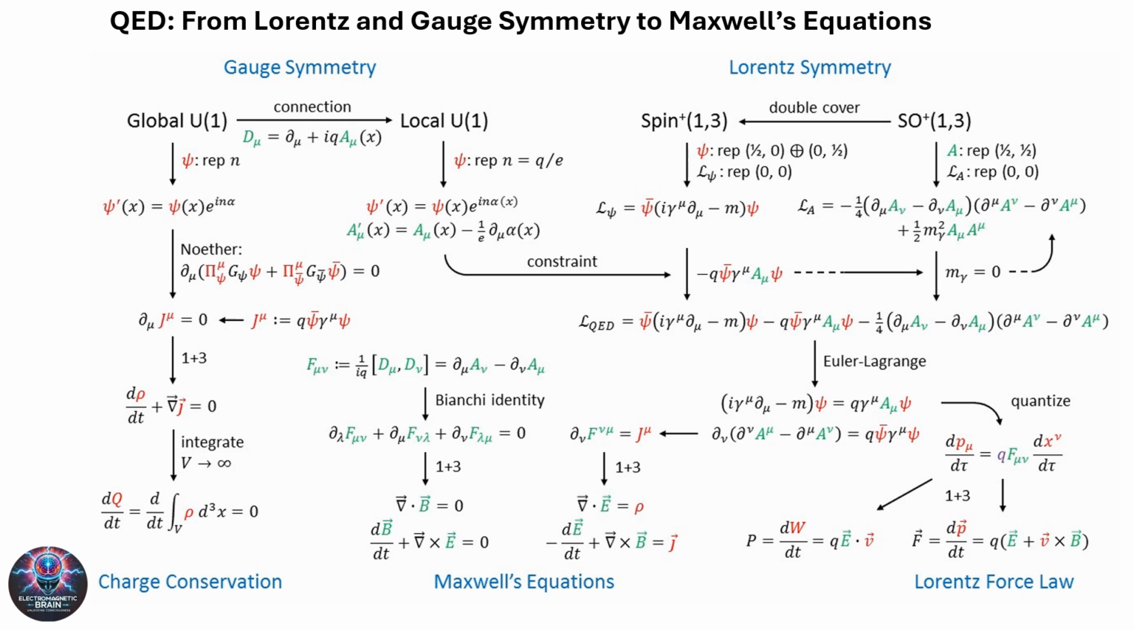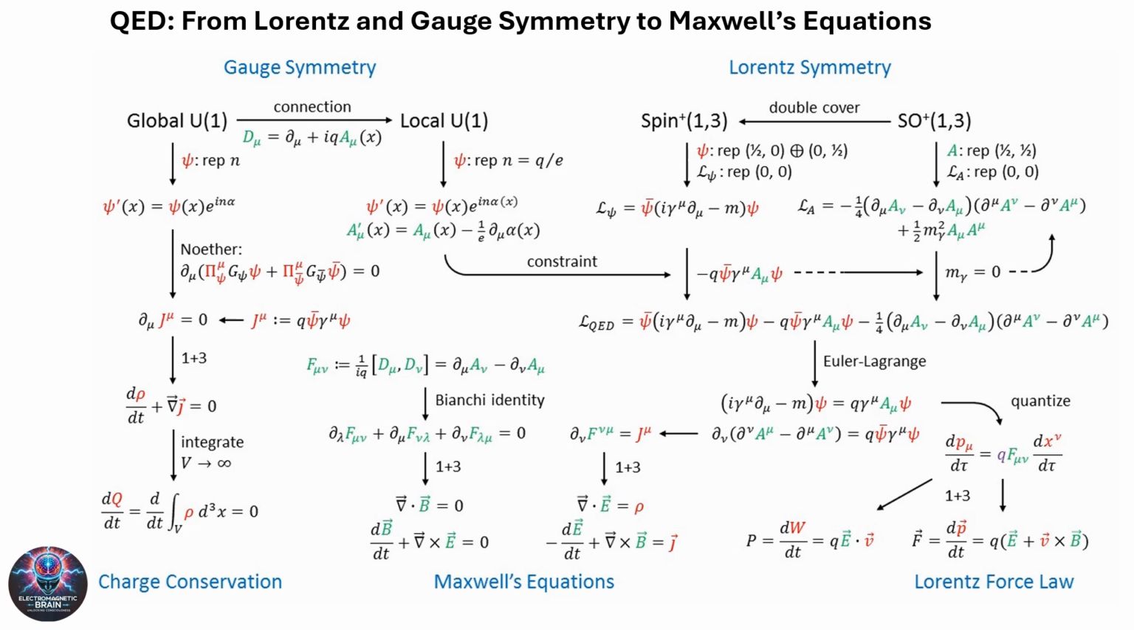On the Lorentz symmetry side, we extend this formalism to relativistic spacetime transformations. The Dirac field psi transforms under the Lorentz group representations, incorporating spinor fields into electrodynamics. The Euler-Lagrange equations emerge, describing how charged fields couple to the electromagnetic potential. By applying the quantization process, we derive the fundamental force laws governing charged particles, leading to the Lorentz force equation, which describes the motion of a particle in an electromagnetic field.